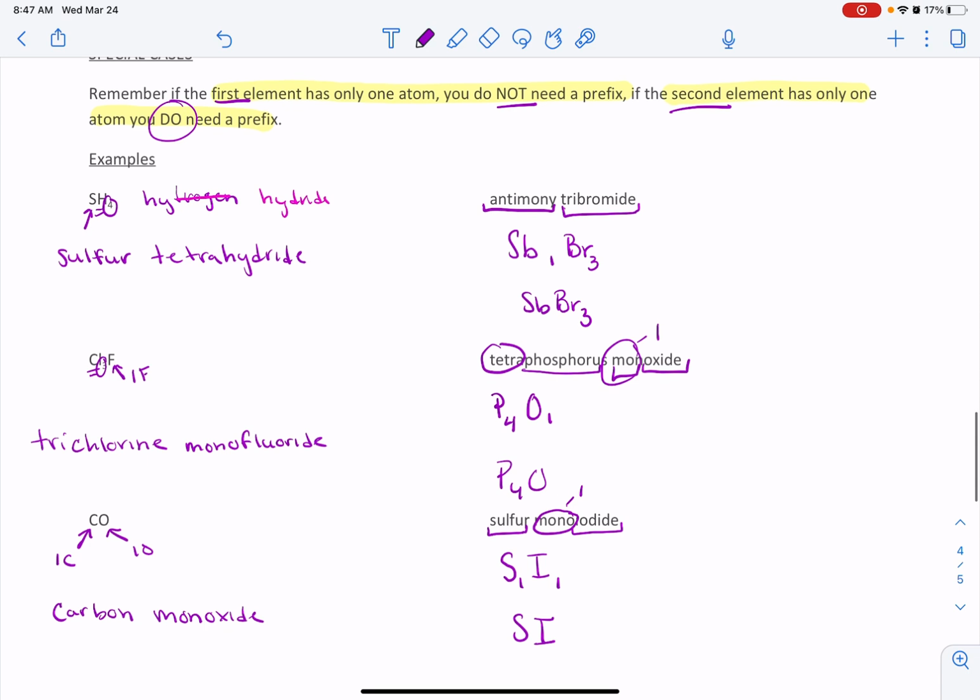So the tricky part here is that we always put the prefix for the second element no matter what the number is, but if the first element is only one atom, you do not need to include a prefix, okay? So that's what we were practicing here. Another thing that might trip us up is that we only need to change the ending to "ide" for the second element, and also to make sure that we're putting our subscripts as lower, right? Little numbers underneath. Okay, so those are just a couple things that might be tricky.